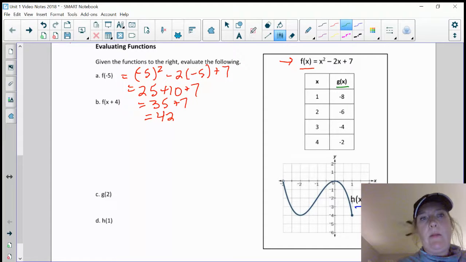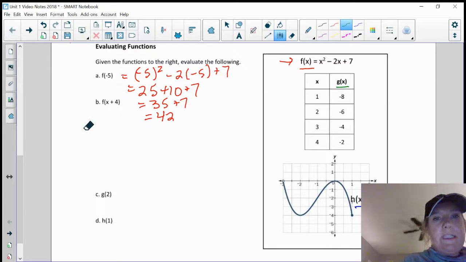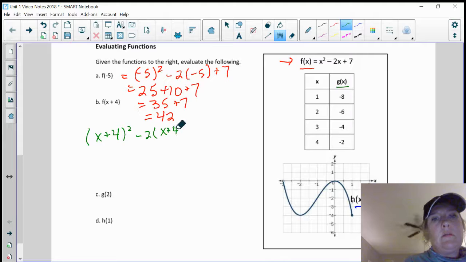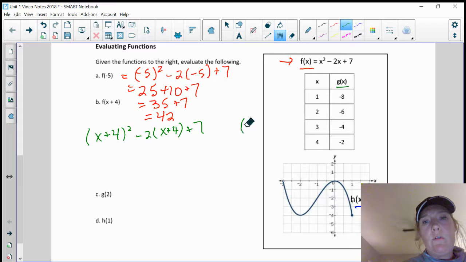In my next problem, I'm doing f of the quantity x plus 4. So that means wherever I see x, I'm going to replace it with the quantity x plus 4. Okay, so what I need to do first is I need to square the quantity x plus 4. So I'll show you a couple different ways of doing that. Remember, when you're squaring something, it means multiplying it times itself twice. So this is what x plus 4 quantity squared means.